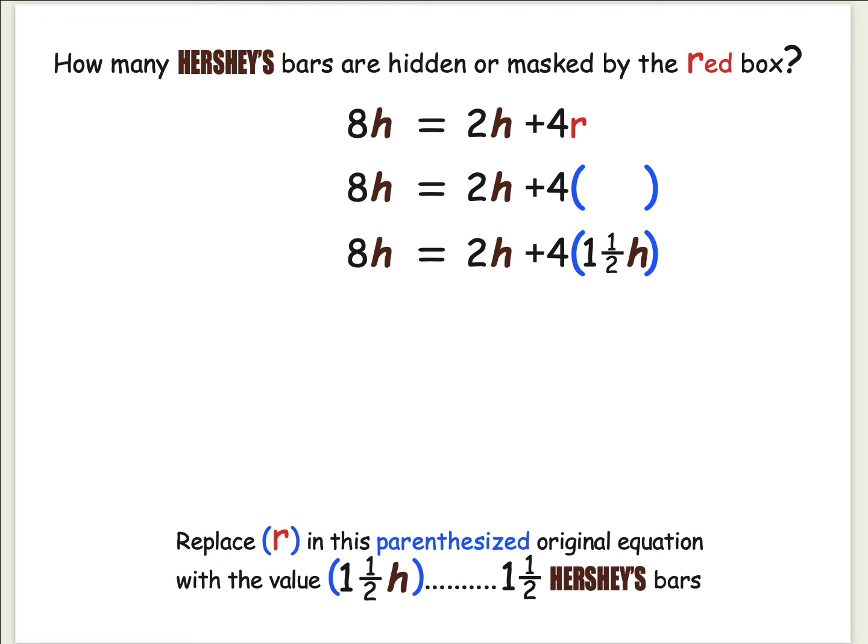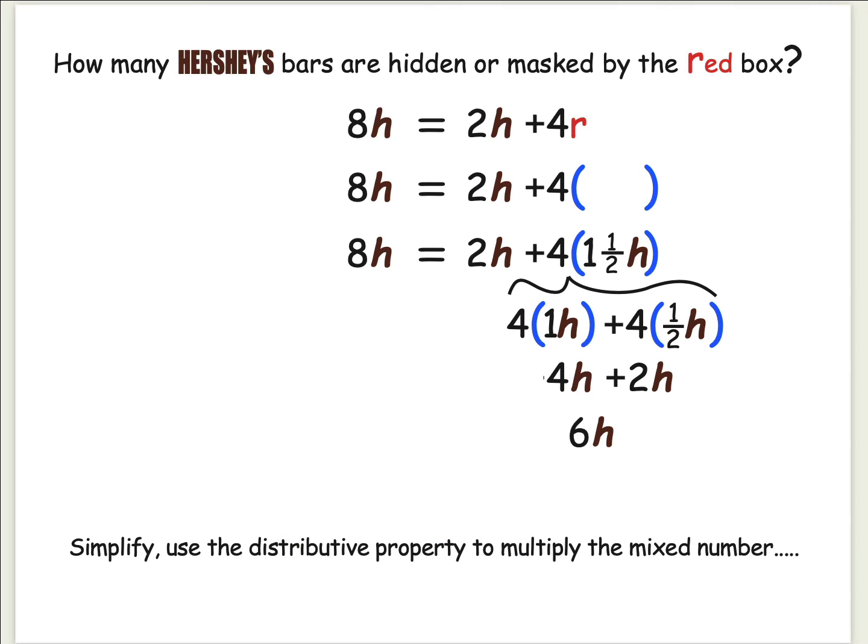Replace R in this parenthesized original equation with the value 1 1/2 H. That's 1 1/2 Hershey's bars. Simplify. Use the distributive property to multiply the mixed number. 4 times 1 1/2 H is 4 times 1H, and 4 times 1/2 H. These simplify to 4H and 2H. Combined, that's 6H.